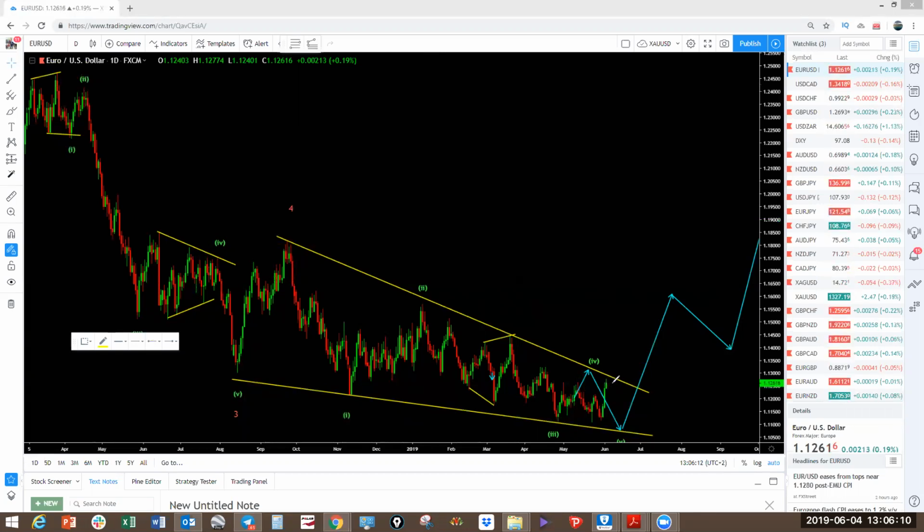I will not be interested to buy the one that comes down here if it does. I'm not interested in this one. I'll be looking for upside. So that is euro US dollar, starting to look very good there.